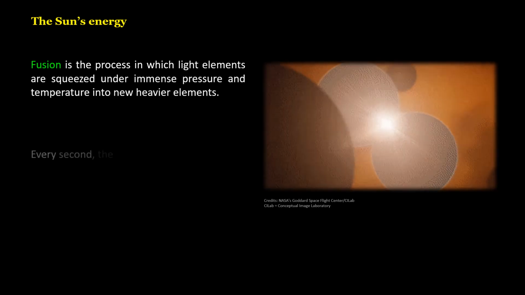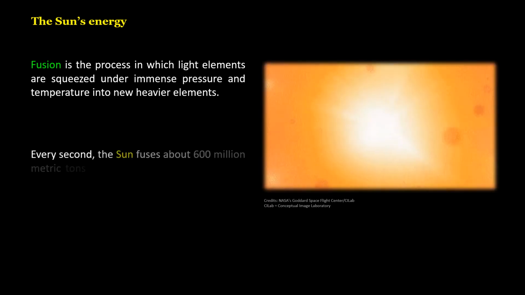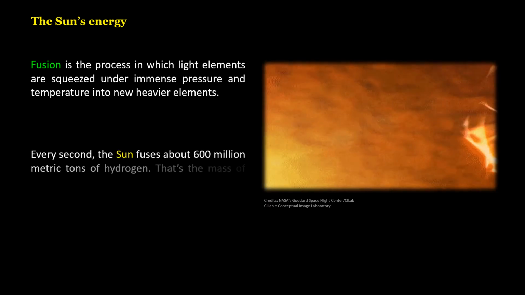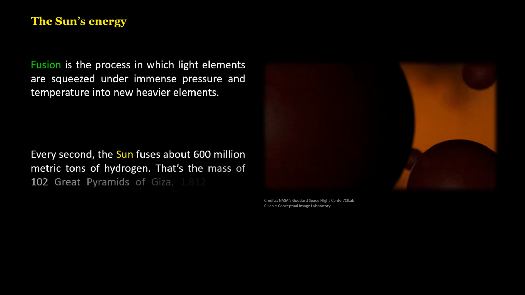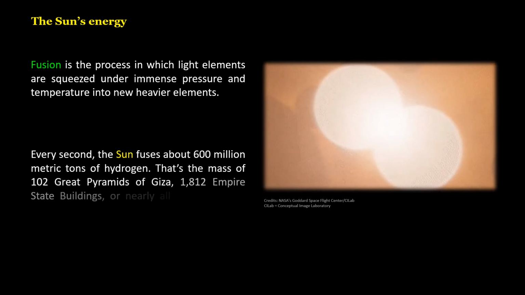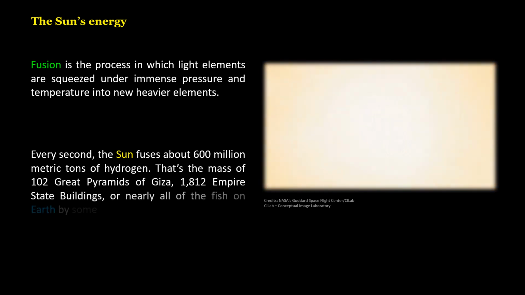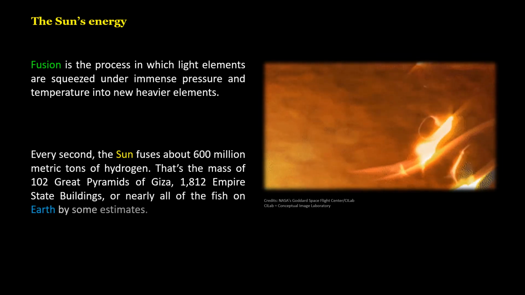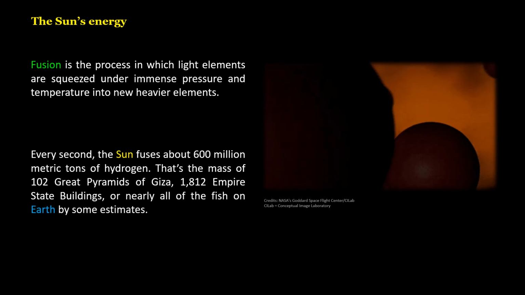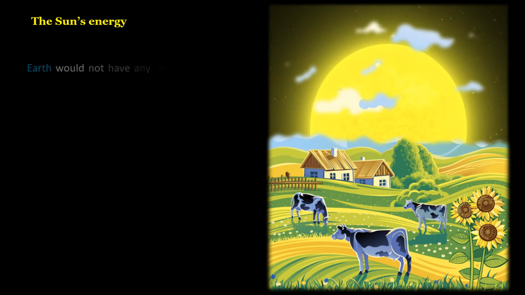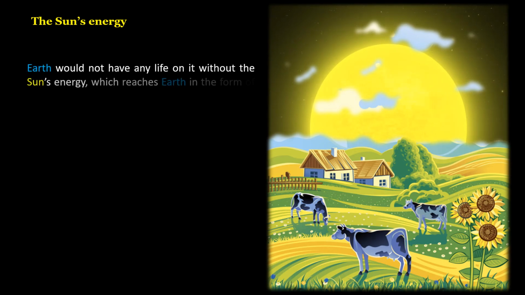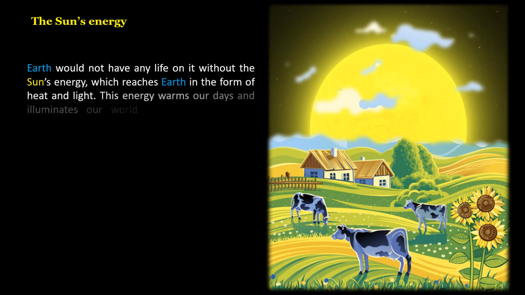Every second, the Sun fuses about 600 million metric tons of hydrogen. That's the mass of 102 Great Pyramids of Giza, 1,812 Empire State Buildings, or nearly all of the fish on Earth by some estimates. Earth would not have any life on it without the Sun's energy, which reaches Earth in the form of heat and light. This energy warms our days and illuminates our world.